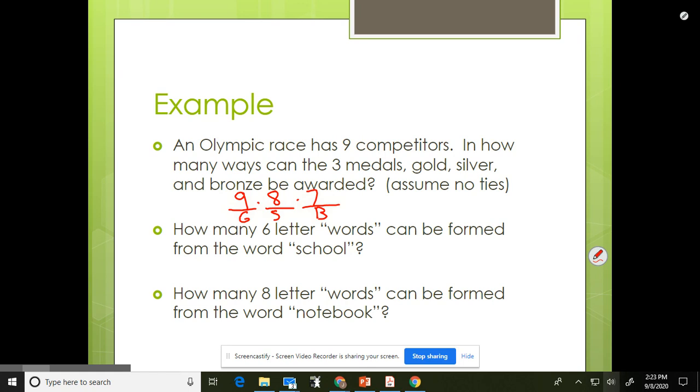So it says, how many 6-letter quote-unquote words can be formed from the word school? When we say words, we're basically looking at how many ways we can arrange the letters, not that they're actual words in the dictionary. So how many ways can I arrange school? At first glance, we would probably think, well, I've got 6 letters, 6 spots for 6-letter words. So I have 6 to choose from there, and we're assuming we can't repeat any of these. So 6 times 5 times 4 times 3 times 2 times 1.